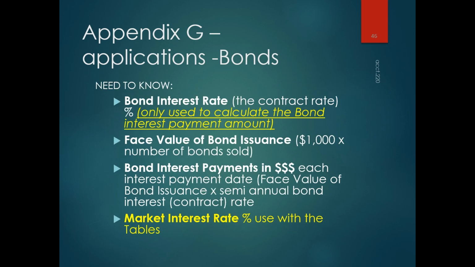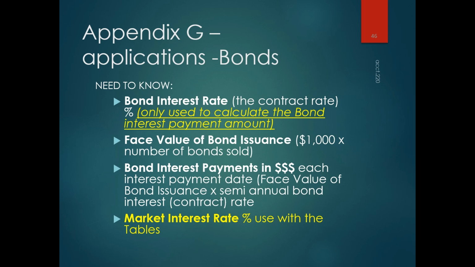In order to do this, you have to do two present value calculations, and then you add them together. You have to calculate the present value of the bond payable that will be due in the future, a single amount, and you have to calculate the present value of all your interest payments.